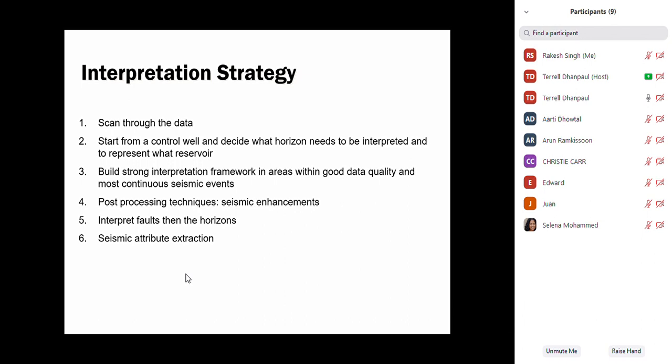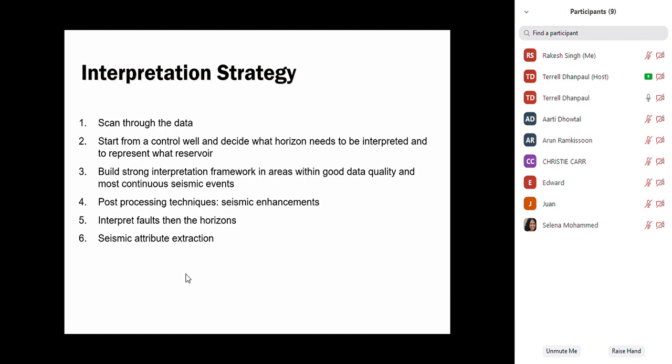Some people start with faults and interpret faults. Some people start with the horizon. So it all depends on you, the interpreter. You can do both in combination. Most of my interpretation projects, when I started to interpret seismic data, I would start with the major faults first, and then I would break out into the horizon interpretation, and then I'll go back in and fill in the smaller faults. Okay, that's what I felt comfortable with.